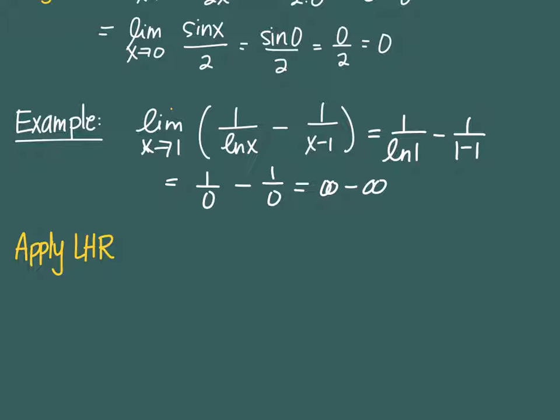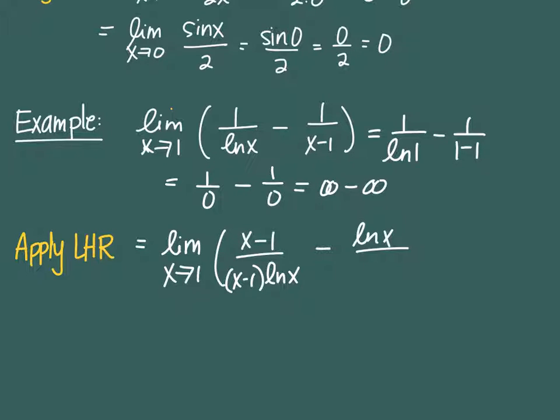The thing about L'Hopital's rule, though, is it can't apply to a subtraction problem. You first have to get common denominators before you can use L'Hopital's rule. And so the fact that you've got 1 over natural log of x minus 1 over x minus 1 means you need to get a common denominator first. And so first we're going to have x minus 1 over x minus 1 ln x. So I'm getting a common denominator here. And then minus ln x over x minus 1 ln x.